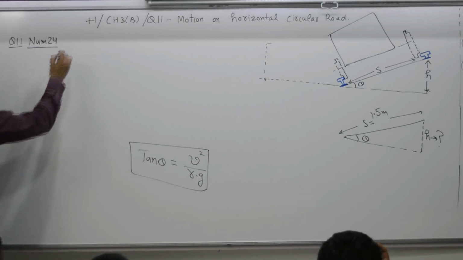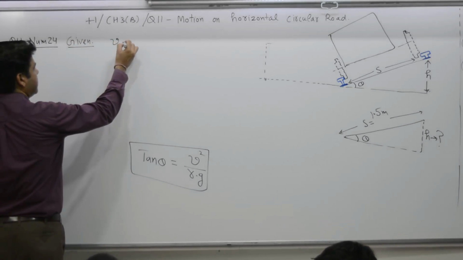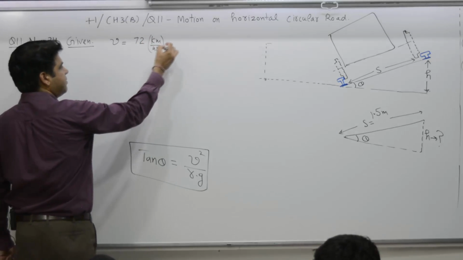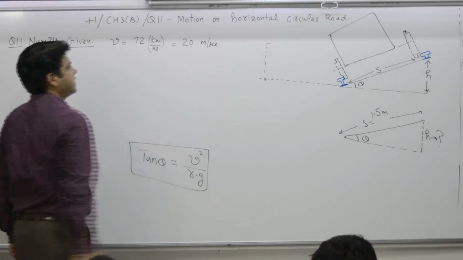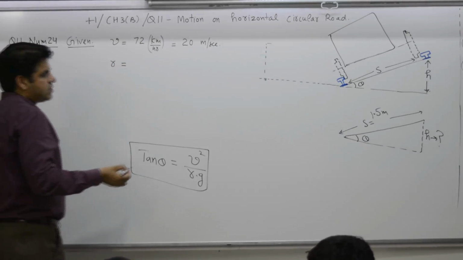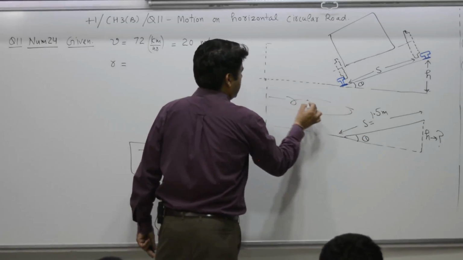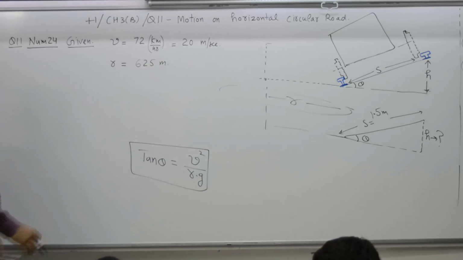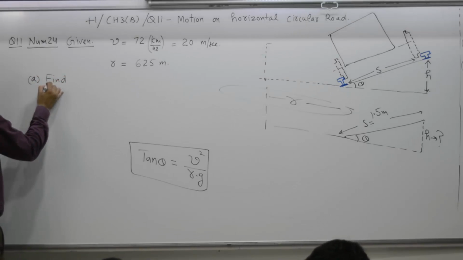What is given is speed of train, how much? 72 kilometer per hour. 1 kilometer per hour is 5 by 18 meter per second. 5 by 18, that means 20 meter per second. What else? Radius 625. This radius means the train moves in a circle of radius of curvature 625 meters. What is required is the A part. Find theta.